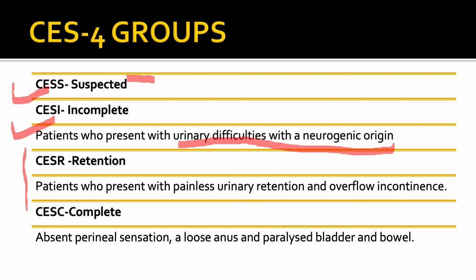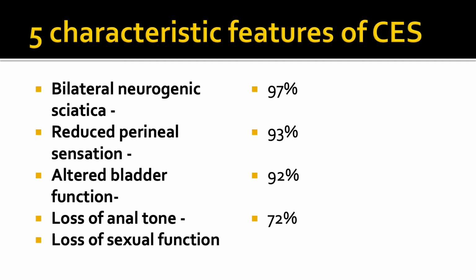So this is how you divide it into suspected, incomplete, and complete. There are 5 characteristic features of Cauda Equina Syndrome. So we'll take one by one. 97% of the patients will have bilateral neurogenic pain. That's more important. So it is not the backache, it is the radicular pain when the root is involved, and it's bilateral in 97%. Reduced perianal sensations are seen in 93%.